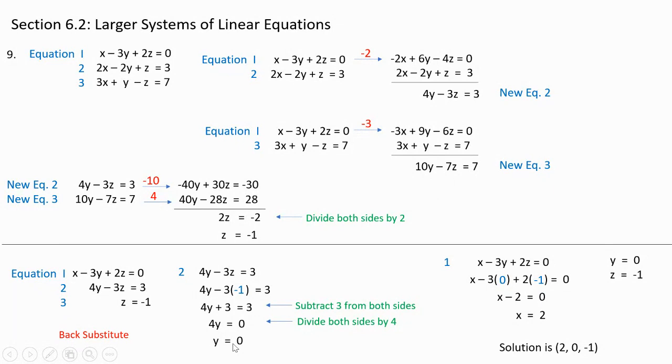And then once I have my y and my z, I can go back and plug it into either 1, 2, or 3. But always 1 will be easier because at the beginning, we set up equation 1 for it to have the coefficient of 1. Did that make sense?